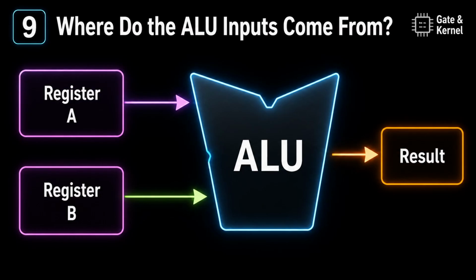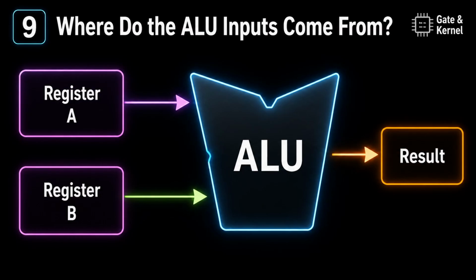The ALU performs the selected operation. Then the result can move somewhere else. It may be written back into a register. It may be used as an address. It may contribute to a branch decision. The exact destination depends on the instruction.